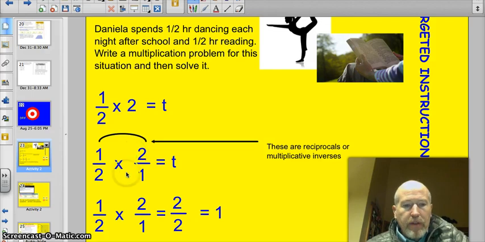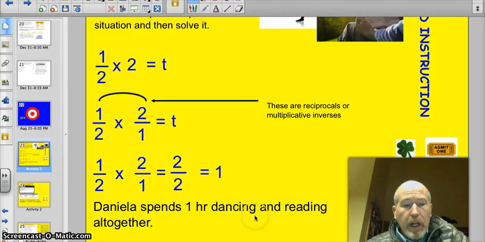So 1/2 times 2 over 1, because that's what 2 is, 2 over 1. I can multiply straight across like I did right down here, and I'm going to get 2 over 2, which equals 1. Daniela spends 1 hour dancing and reading all together. But what I want you to notice is that these are reciprocals or multiplicative inverses.